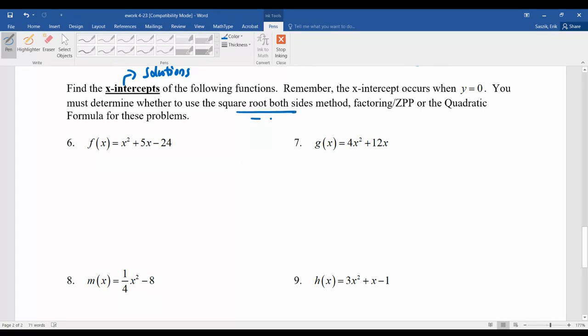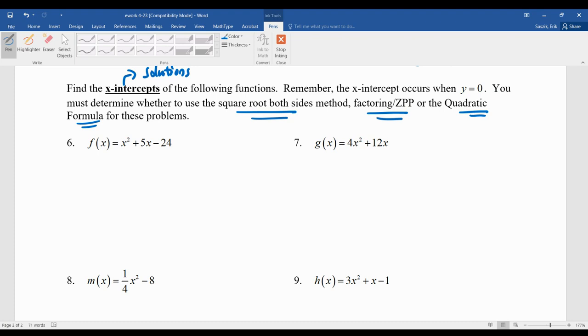There was the square root method. There was the factoring zero product property method. And lastly, the last thing we were doing before we left was quadratic formula. And we did a little refresher on quadratic formula last week as well.